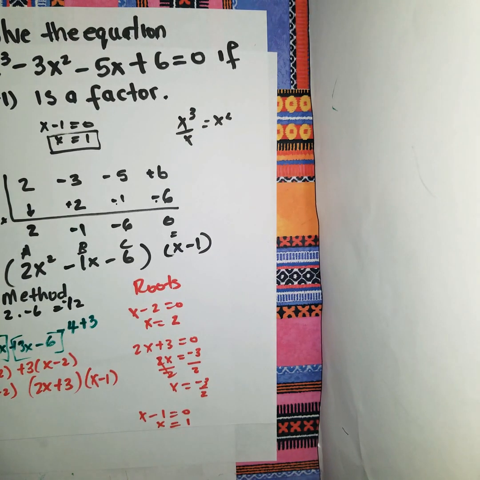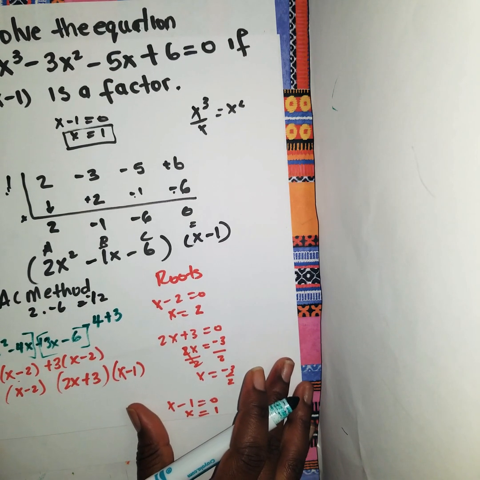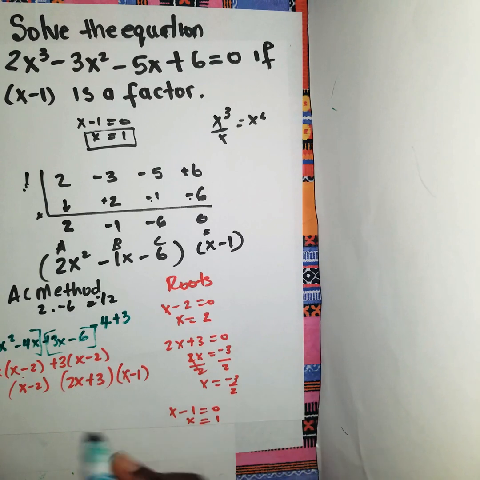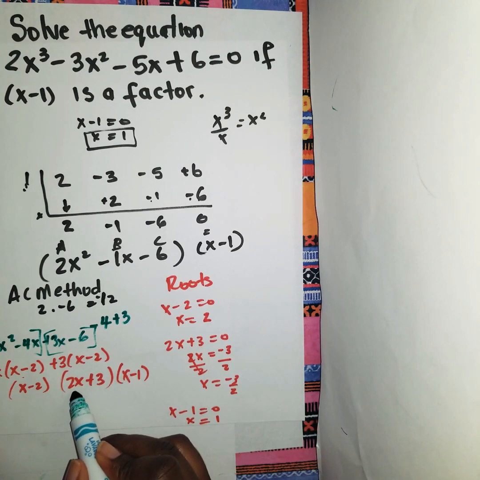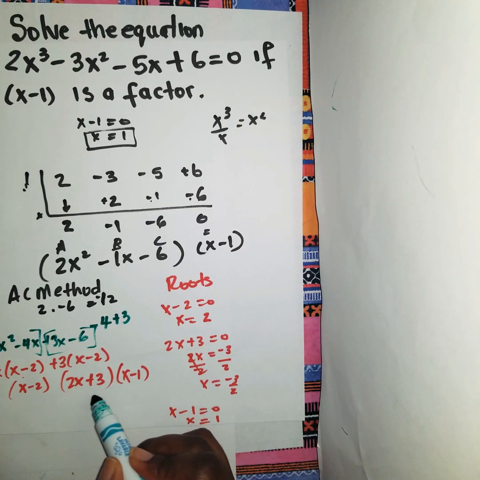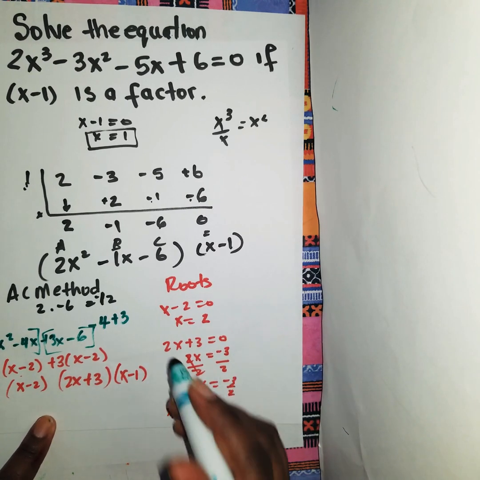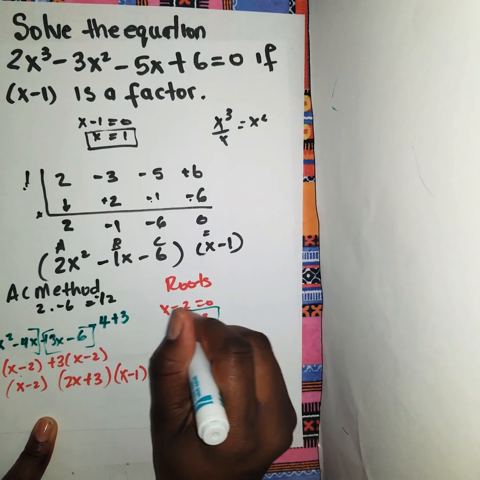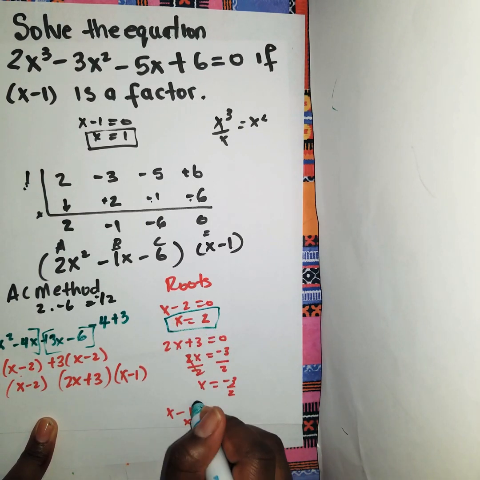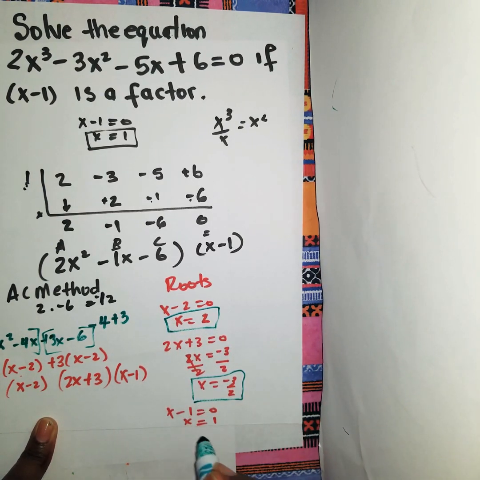So we know the factors, and they're over here. This paper is moving. I don't know why. My bad, guys. We know the factors: x minus 2, 2x plus 3, and x minus 1, and the roots would be x equal 2, x equal -3 over 2, and x equal to 1.